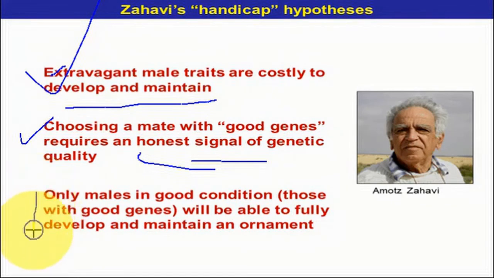The generalization is that only males in good condition, those with good genes, will be able to fully develop and maintain an ornament or an extravagant trait. So this is a signal, an honest signal. That is what Zahavi wanted to highlight.